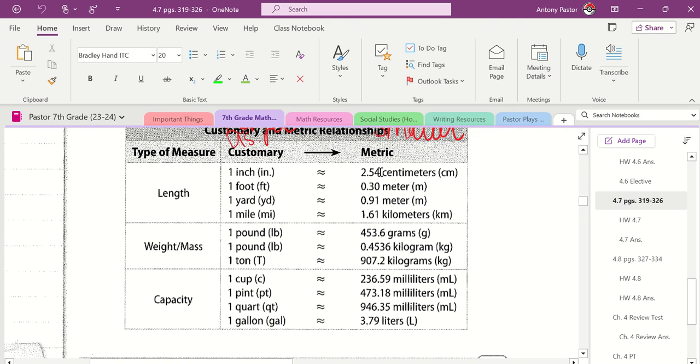1 inch equals 2.54 centimeters. 1 foot is about 0.30 meters. 1 yard is about 0.91 meter. A mile is about 1.61 kilometers. And so on. This should be in your notes.